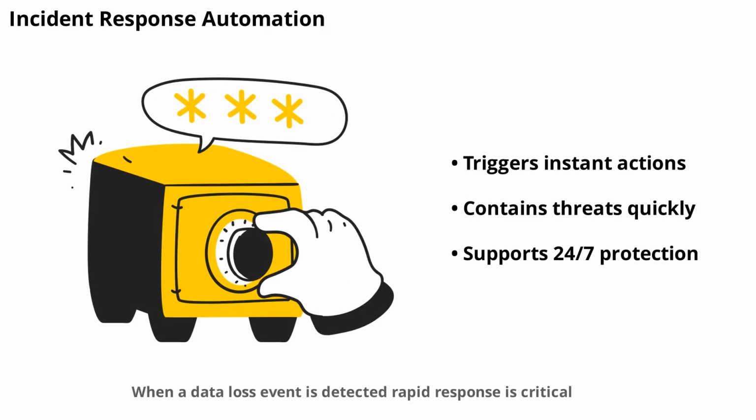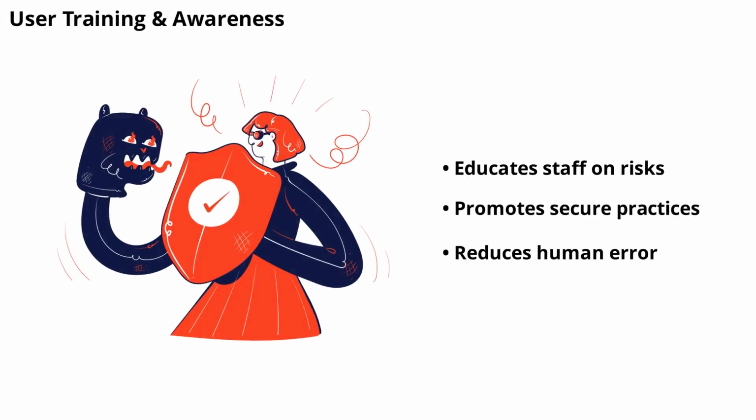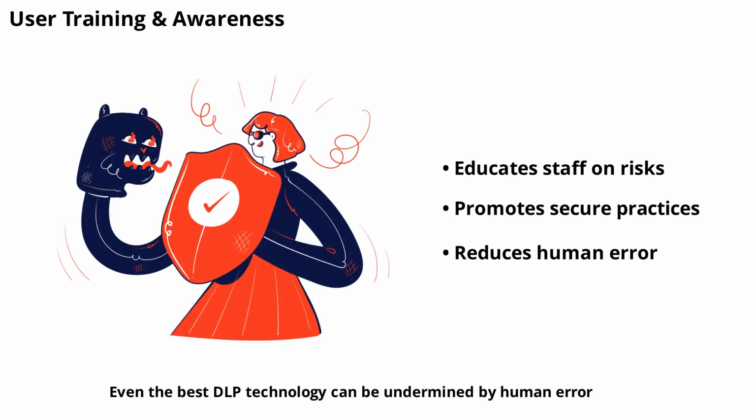When a data loss event is detected, rapid response is critical. Incident response automation in DLP solutions enables immediate action, such as blocking access, alerting administrators, or quarantining affected invoices. Automated workflows ensure that threats are contained quickly, minimizing potential damage. This feature is especially valuable for organizations with limited security staff, as it provides consistent and timely protection around the clock.